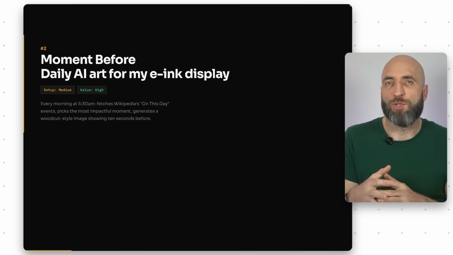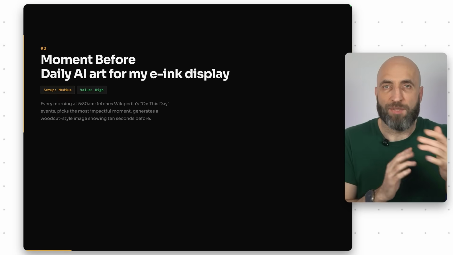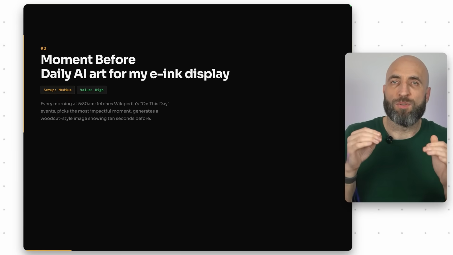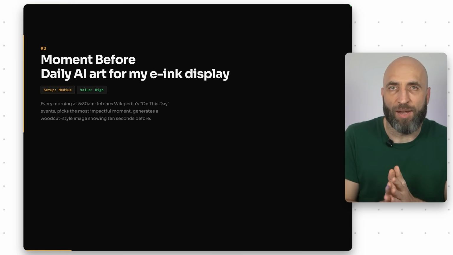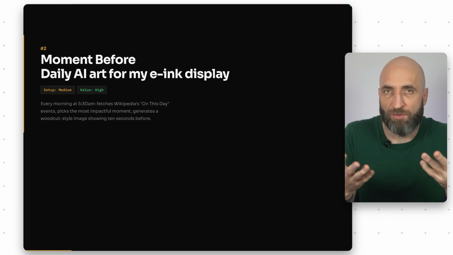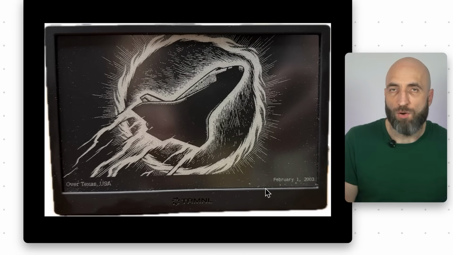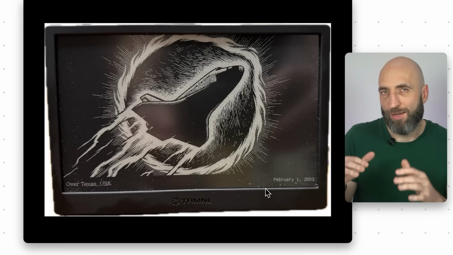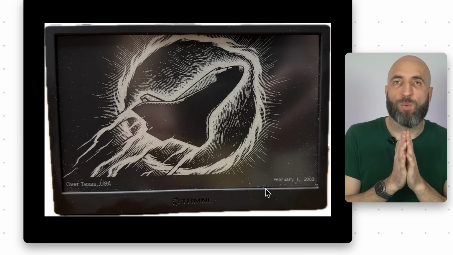And then it pushes to my terminal e-ink display in a mystery mode. It only shows the date and location, and I need to guess the event. Sometimes it's obvious, sometimes it's a lesson for me. So for example, this is February 1, 2003 over Texas. This is seconds before the Shuttle Columbia disaster when it blew up.